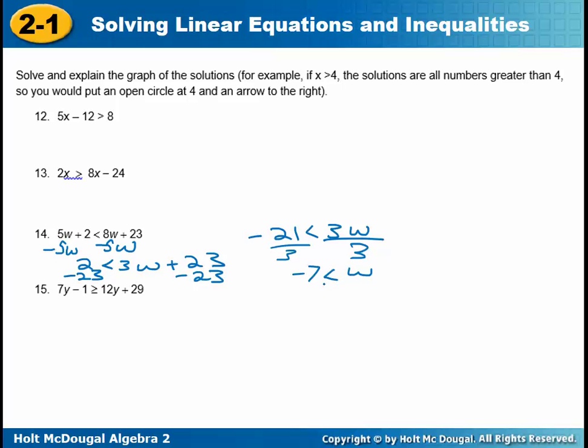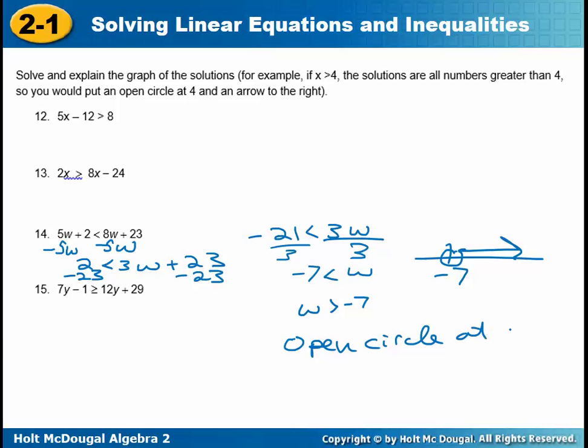Now here's a time where you might want to flip it around. That means that w is greater than negative 7. So again, if you're doing this by hand, you can graph that. Here's negative 7. Greater than, but not equal to, so I put an open circle, and then my arrow would go to the right. If you're writing this in Word, I would write open circle at negative 7, arrow to the right. So you're describing it.